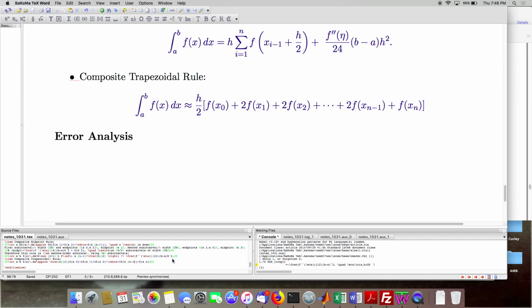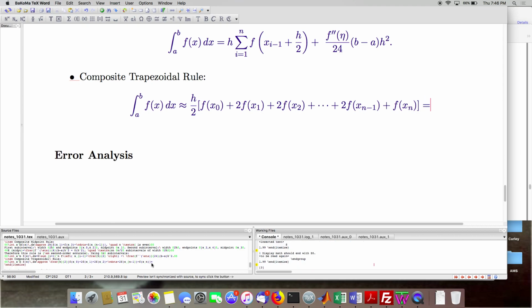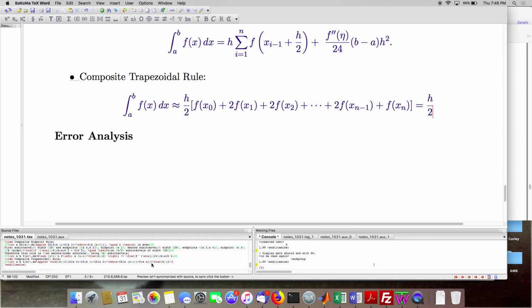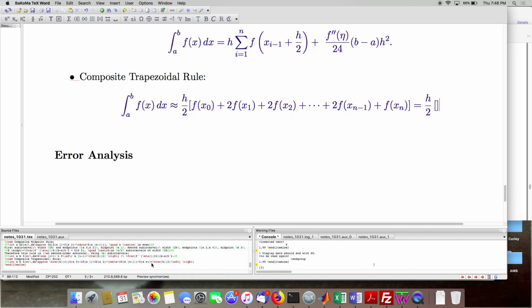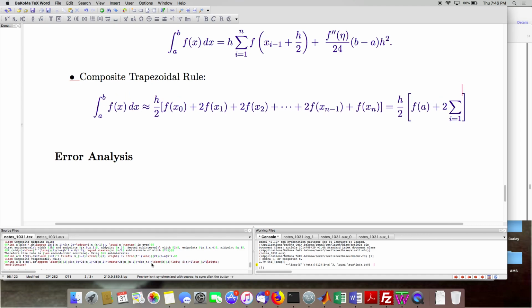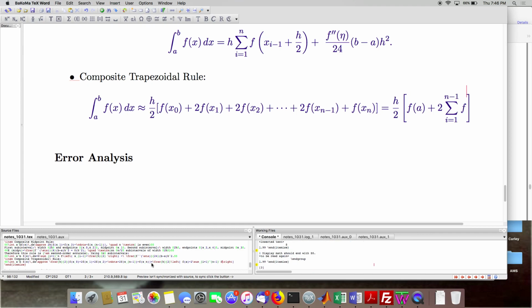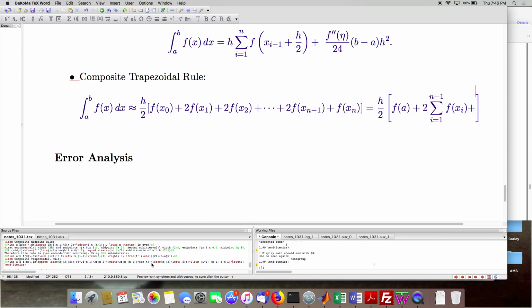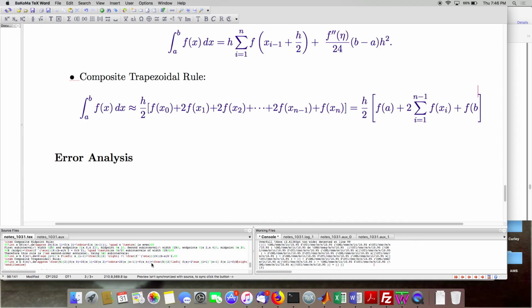Now, actually this could be written as a summation. Okay, so I have f of a plus 2 times the sum of f of xi plus f of b. So that's another way that this rule is written. You see how we coded it in MATLAB. You're summing up these f values and then just tacking these on and scaling by h over 2.